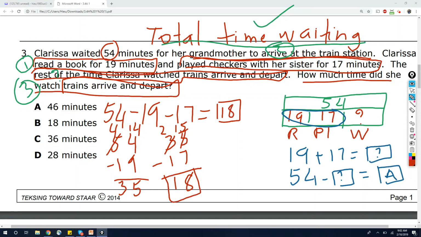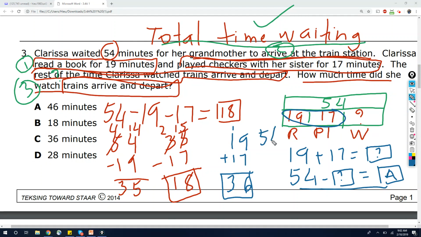Okay, let's check to see if this one actually works. So first of all, we do 19 plus 17. 7 plus 9, grab 9, count on 7. 9, 10, 11, 12, 13, 14, 15, 16. 16, carry 1. 1 plus 1 plus 1 is 3. Now we have 36. Now, based on what we have here, we need to take 54 subtract 36.